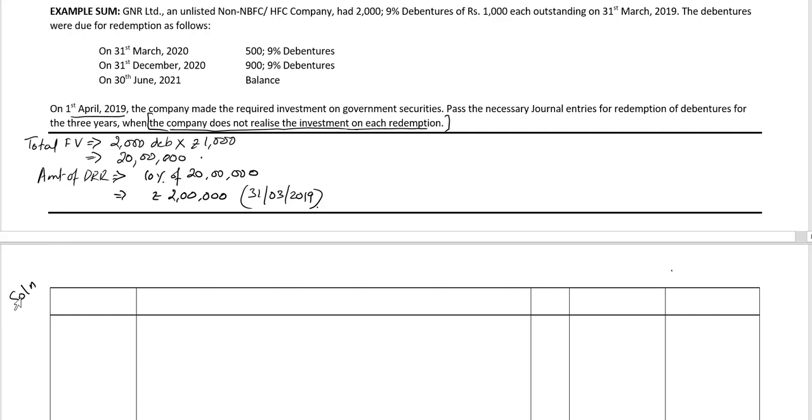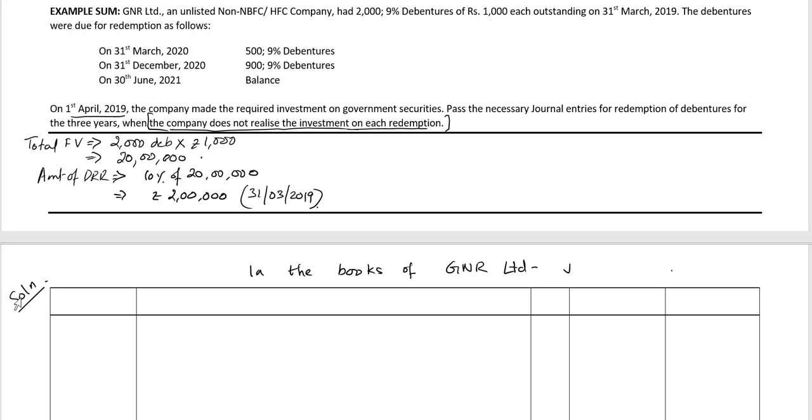Solution. In the books of GNR Limited, journal, date, particulars, LF, debit rupees and credit rupees.